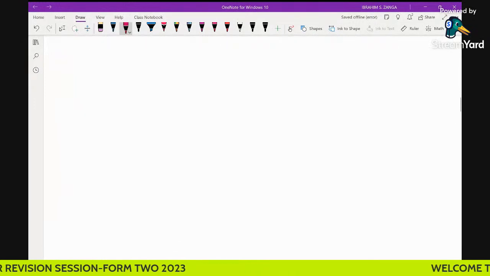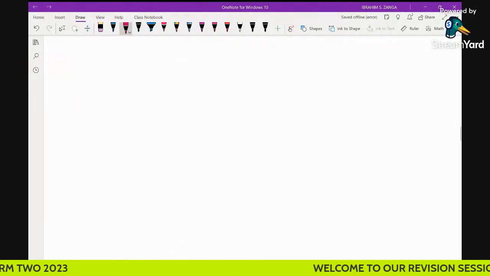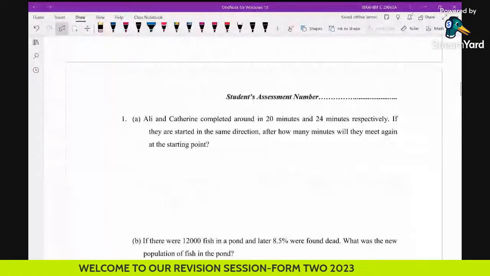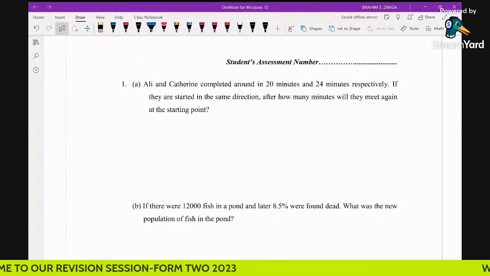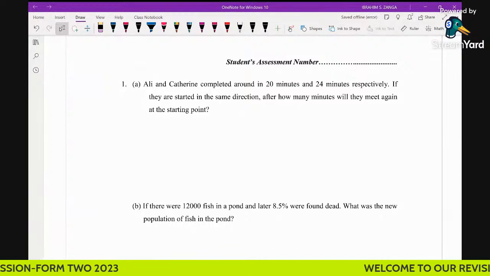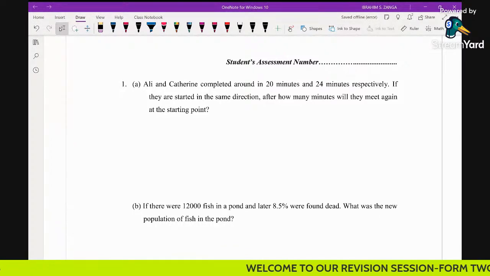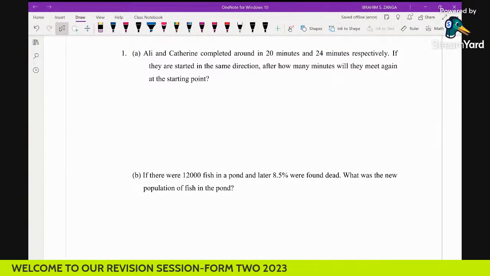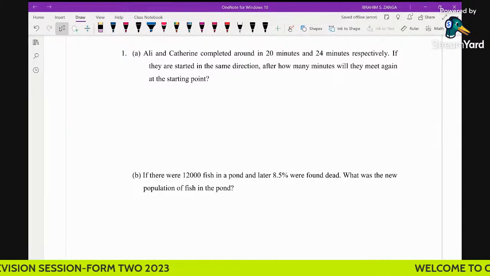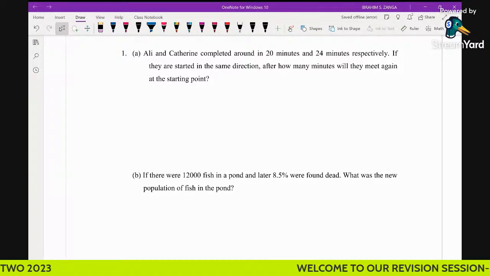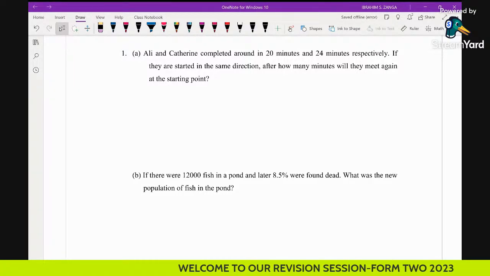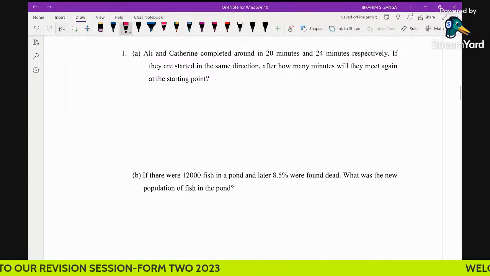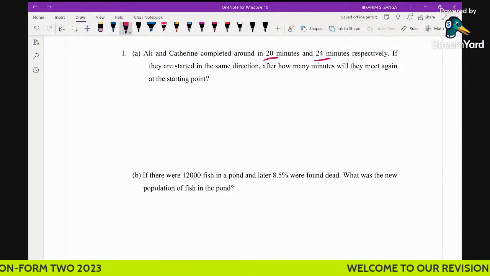Dear students, now here are the questions. To start directly, question number 1. Ali and Catherine completed a round in 20 minutes and 24 minutes respectively. If they started in the same direction, after how many minutes will they meet again at the starting point? Basically here we have to find the LCM of 20 and 24.